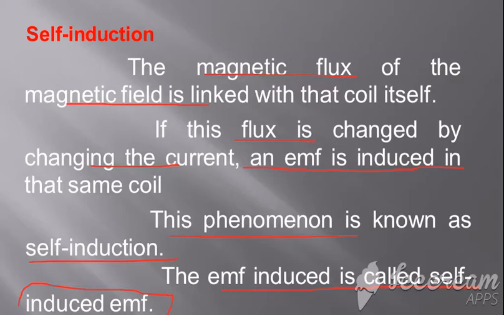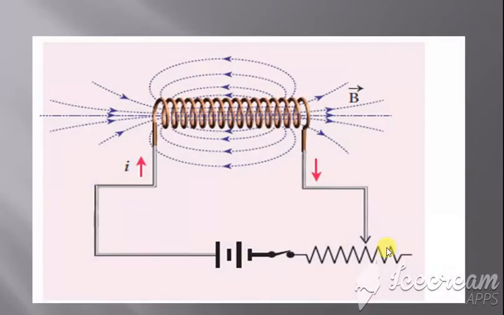Clear with this? What is self induction? If the change happens in the same coil due to its own magnetic flux, that is called self. Self means within that same coil itself. So this is a current. What happens because of the current? The magnetic flux changes. If this magnetic flux is changing, that is called self induction.